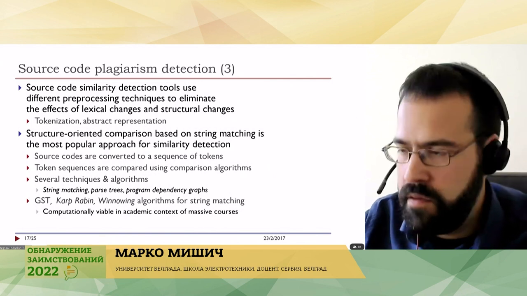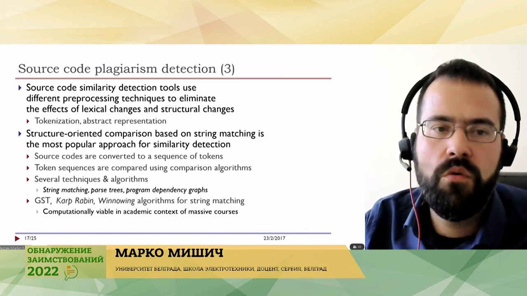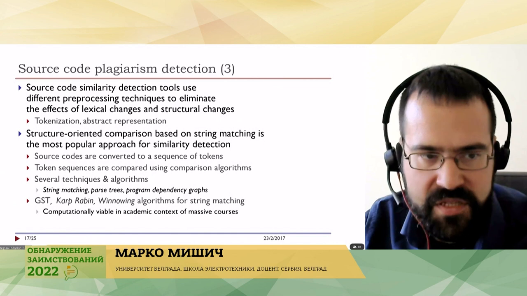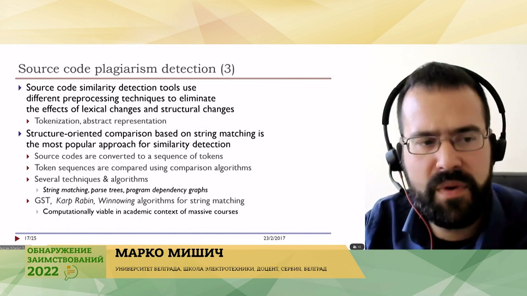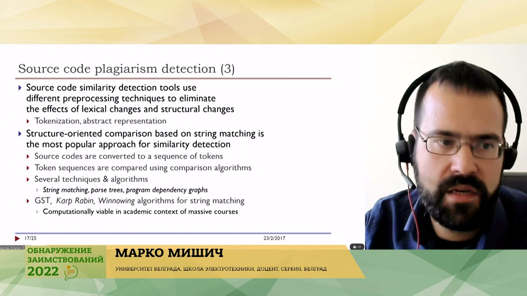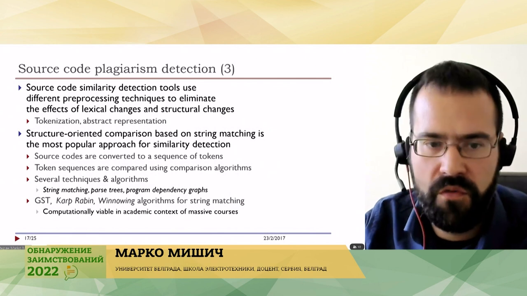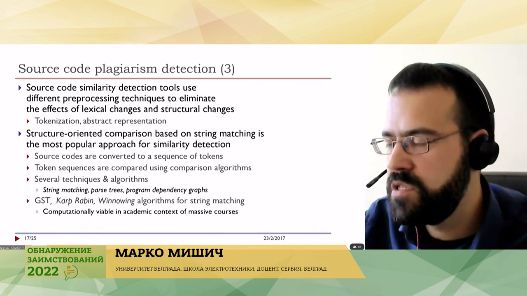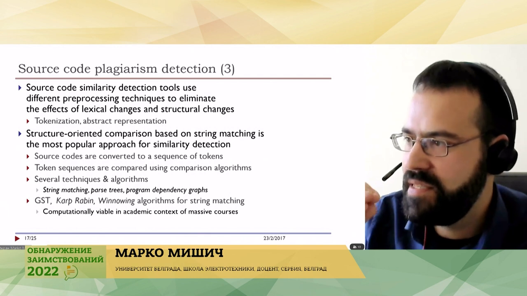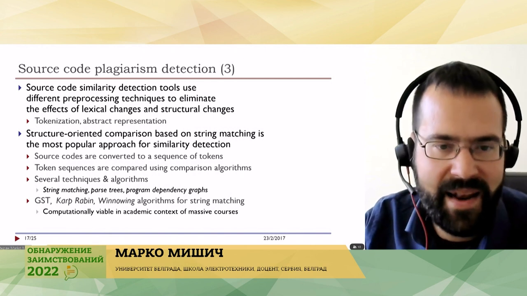So we need source code similarity detection systems or tools in order to pre-process those codes and then to compare them. Most of them are based on tokenization and abstract representation of the code, which I mentioned before, and usually structure-oriented comparison based on string matching is used in those systems. First of all, source codes are converted to a sequence of tokens, which are carefully chosen to represent the code, but also to hide some details on the style, naming, and similar. Then token sequences are compared using comparison algorithms.